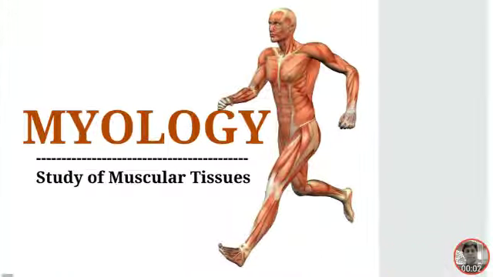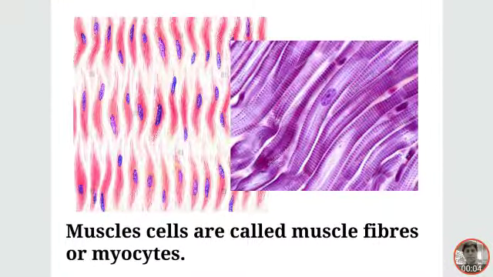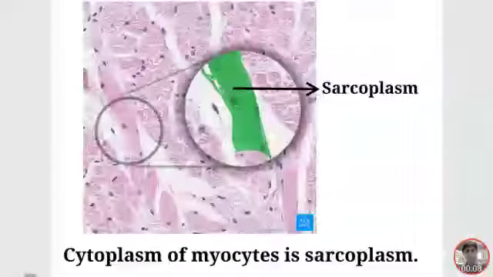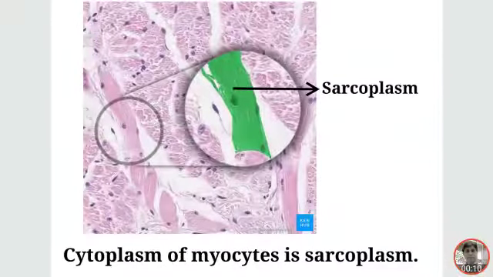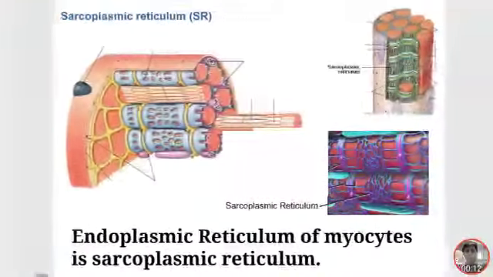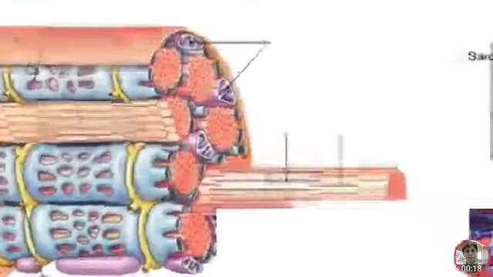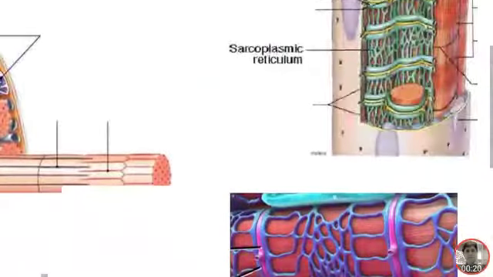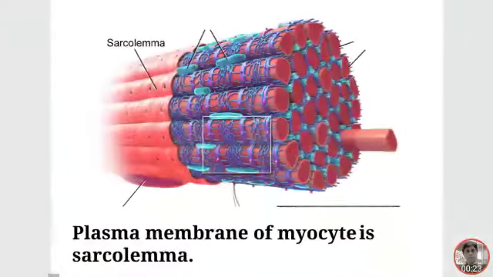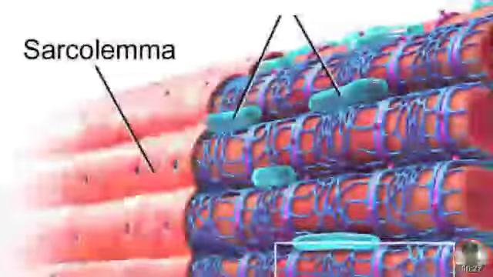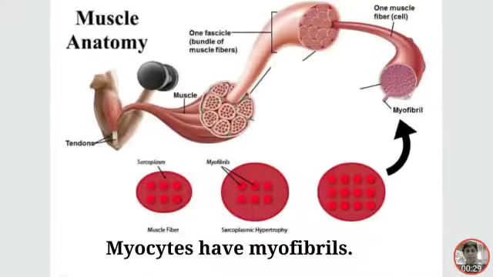Myology is the study of muscular tissues. Muscle cells are called muscle fibers or myocytes. The cytoplasm of myocytes is sarcoplasm. The endoplasmic reticulum of myocytes is sarcoplasmic reticulum. The plasma membrane of myocytes is sarcolemma. Myocytes have myofibrils.